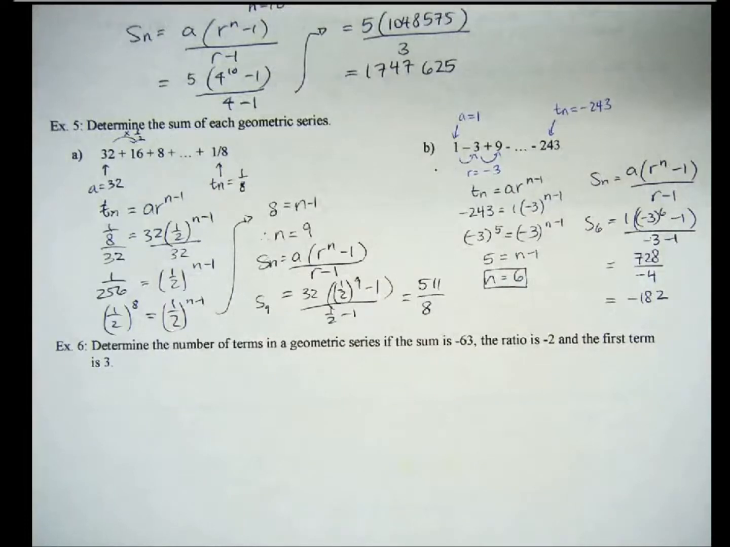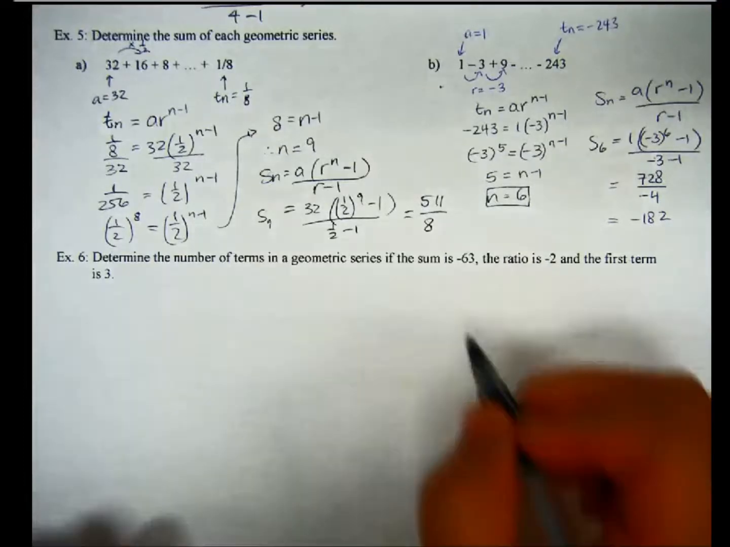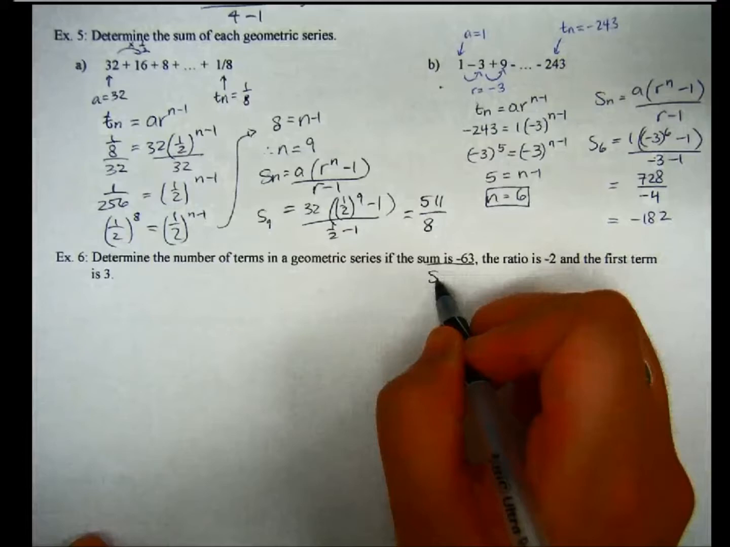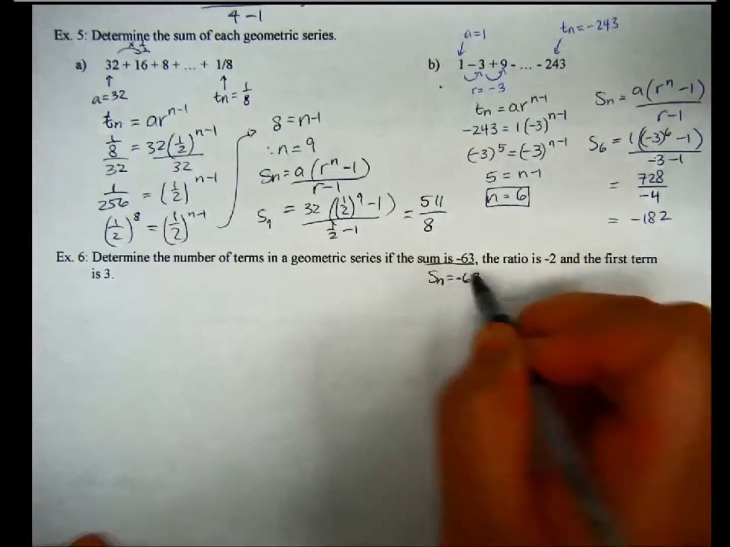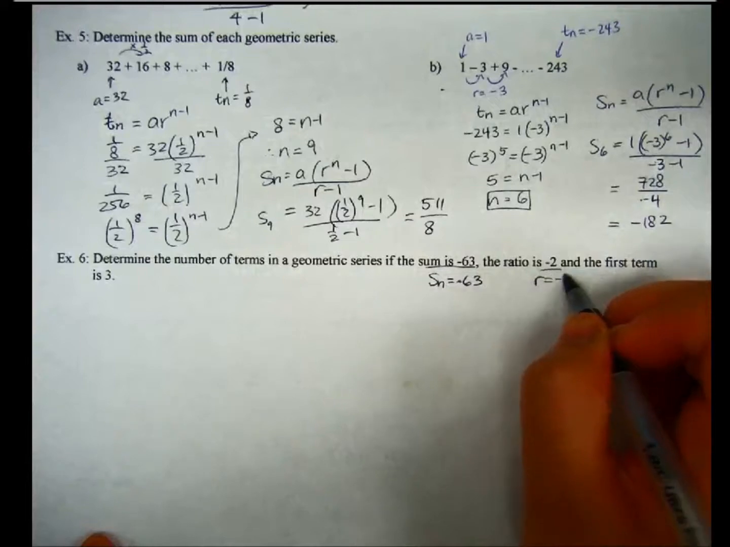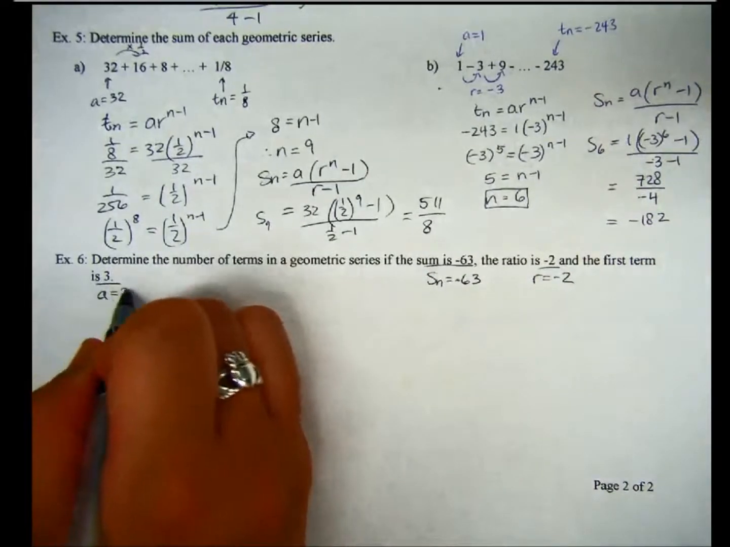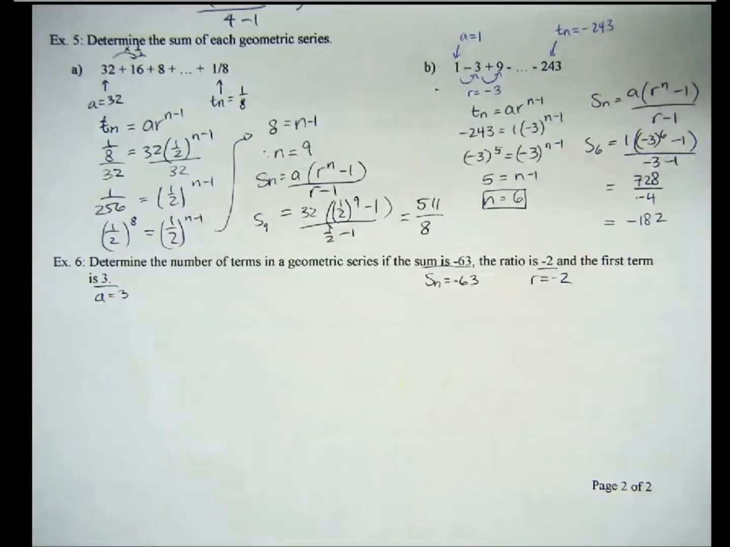Last example. Determine the number of terms in a geometric series if the sum is negative 63. So Sn equals negative 63. The ratio is negative 2, r equals negative 2, and the first term is 3, so a equals 3. Let's plug in everything we know.